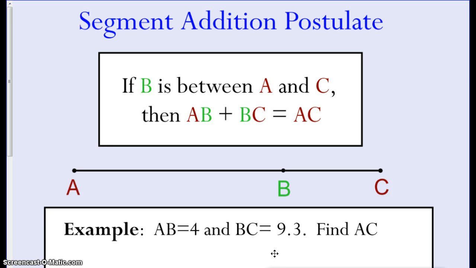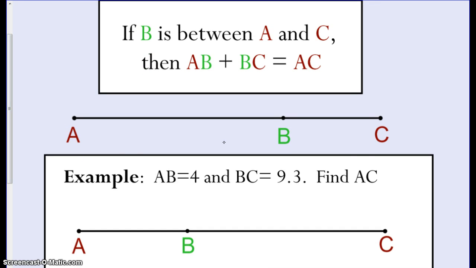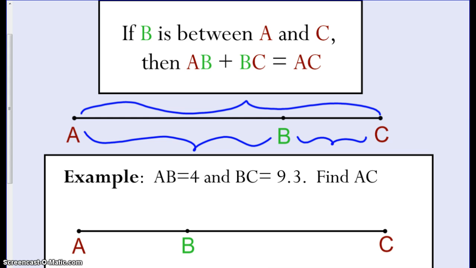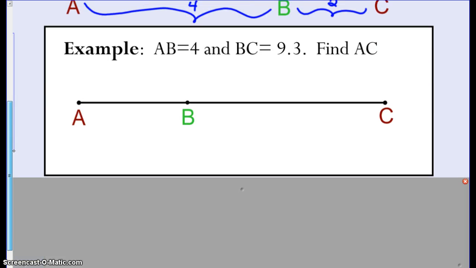Now, this is actually very important. It's called the segment addition postulate. What that means is that if I add the length of AB to the length of BC, it gives me the length of the total segment AC. That makes sense, right? Let's say you're walking from one place to another, and this was 4 miles, and then you walked another 2 miles somewhere else. The total distance you walked would be 6 miles. Easy, right? So let's put it into an example.